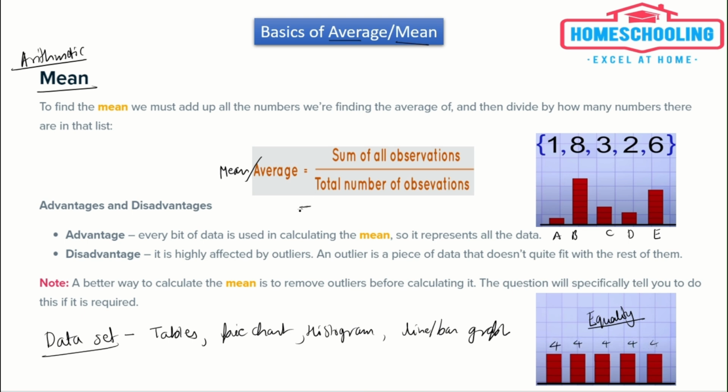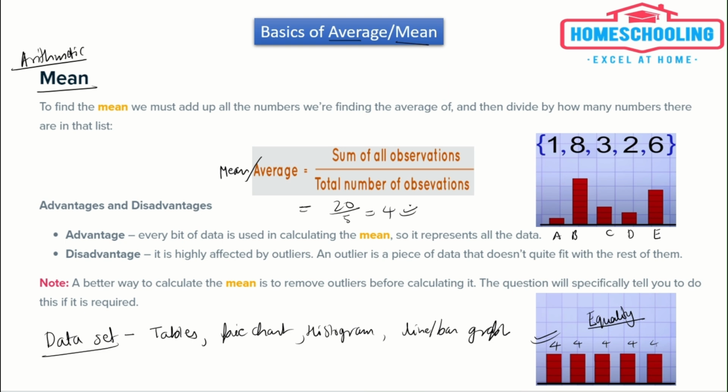Or we can also use this method, the sum of all the observations. So 1 plus 8, 9, 9 plus 3, 12, 12 plus 2, 14, 14 plus 6, 20. So 20, divided by the total number of observations. So 5 people are there. So 5. So 4. As we can see, to maintain equality, we need 4 bricks for each person.